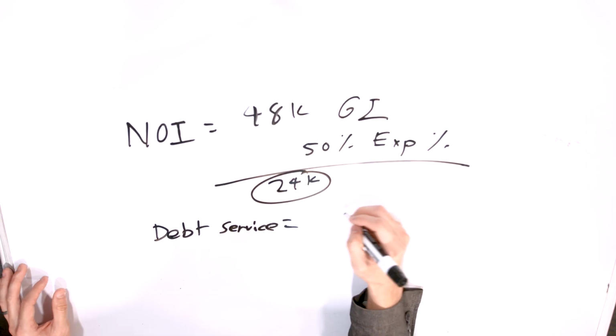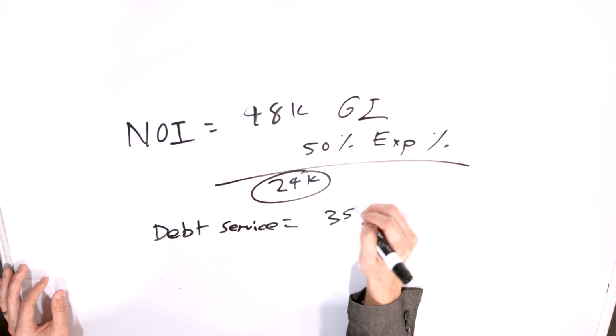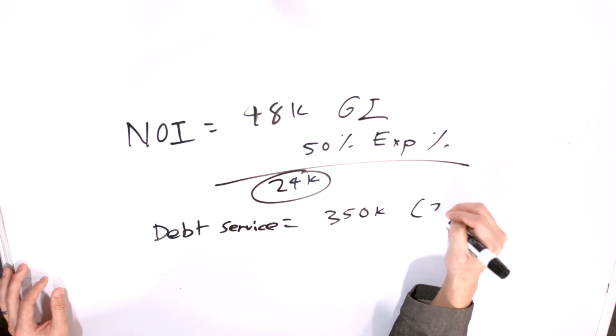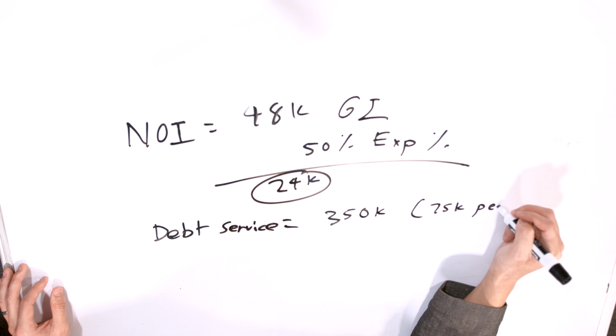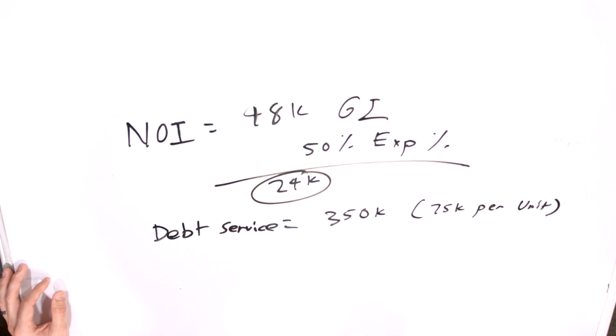But let's say in this scenario, you're like 90% of people, you're going to leverage and you're going to have a debt service on the property. So let's say that we buy this 4-unit building for $350,000, which is about $75,000 per unit, which my guess would be is probably a Class B or a Class C property.